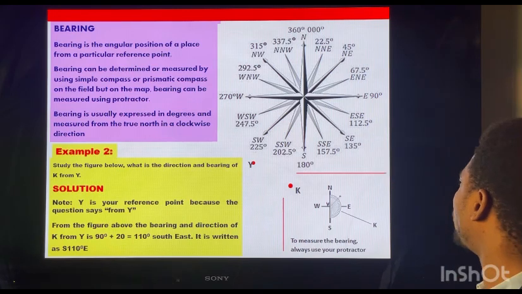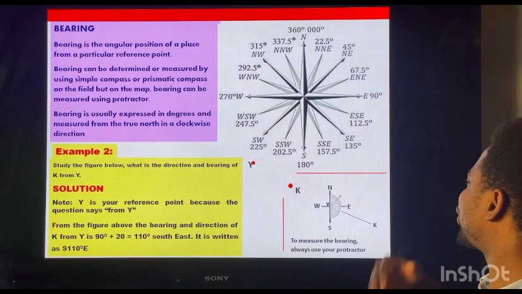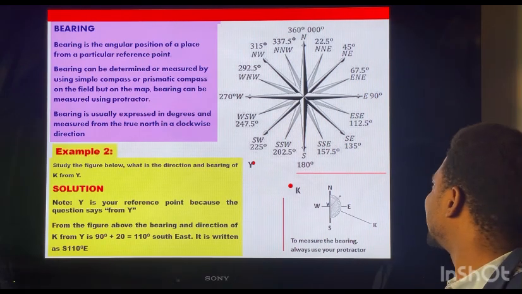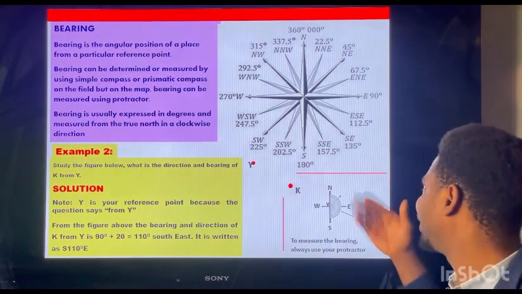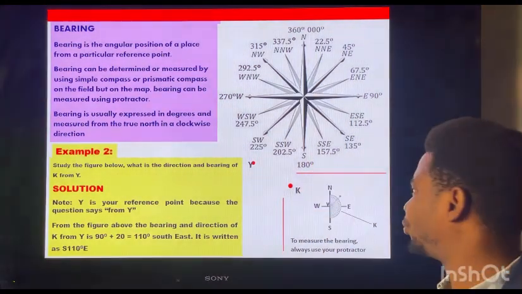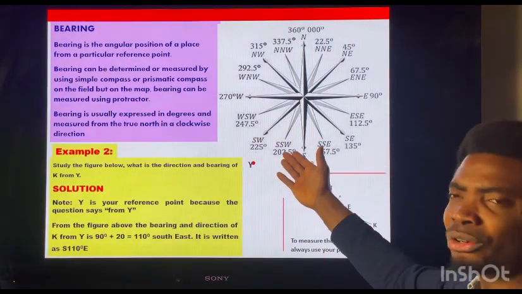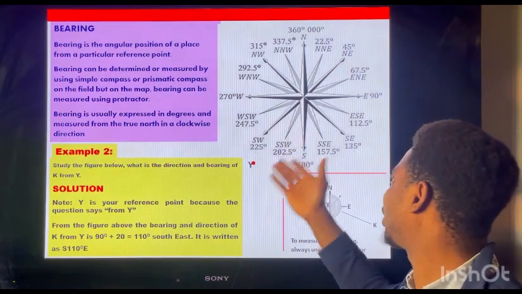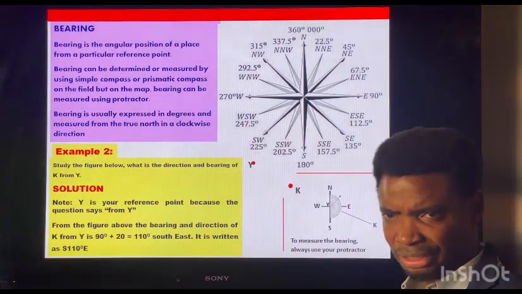East southeast corresponds to 112.5 degrees. Southeast corresponds to 135 degrees. South southeast corresponds to 157.5 degrees. Your south corresponds to 180 degrees. The south southwest corresponds to 202.5 degrees. Southwest corresponds to 225 degrees.